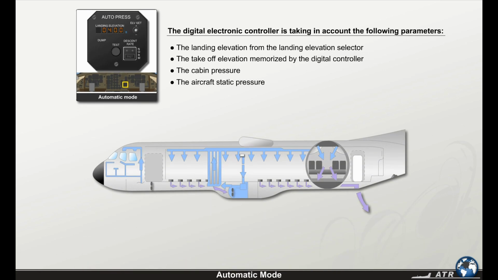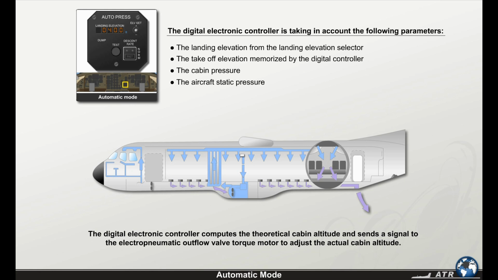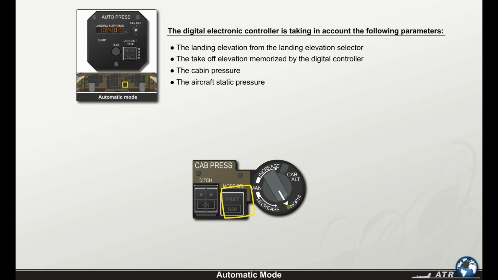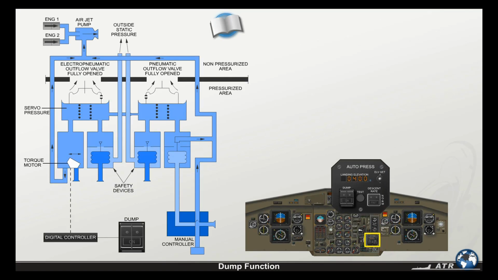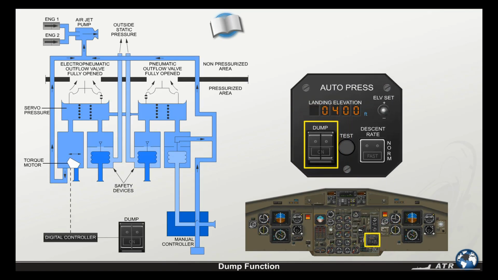Based on those parameters, the digital electronic controller computes the theoretical cabin altitude and sends a signal to the electro-pneumatic outflow valve torque motor to adjust the actual cabin altitude. In case of loss of electrical signal, the valve closes automatically. When operating in the automatic mode, the manual rate knob shall be selected to normal position to avoid disturbance of the automatic regulation. The automatic mode is fitted with the dump function.